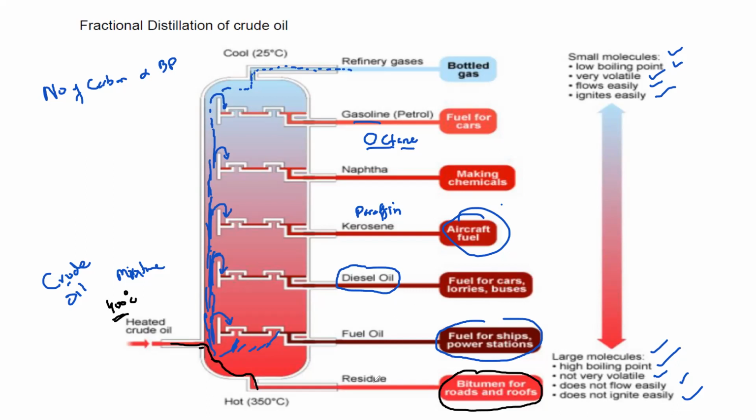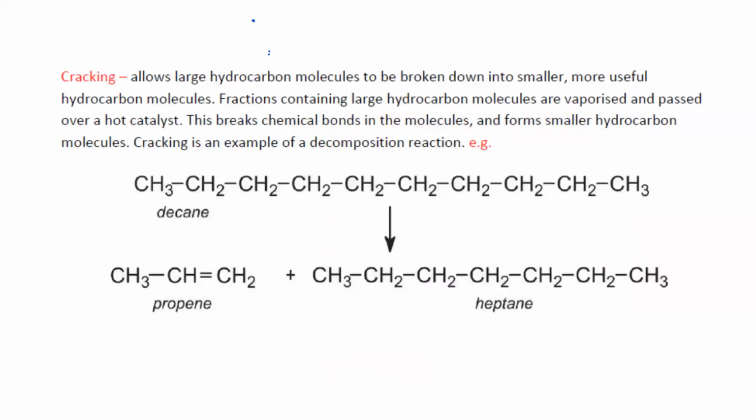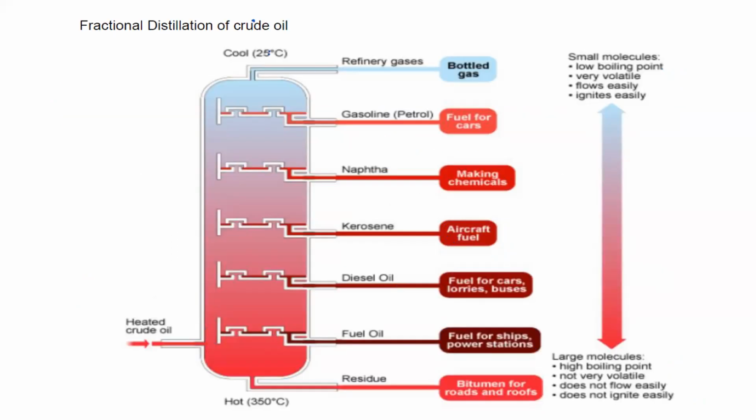Is it clear? The fractional distillation of crude oil and the names of the fractions which we obtain. You have to learn the name of the fraction, the order as well, along with their uses. Then, as I mentioned, the lower fractions are easier to burn as compared to the heavy fractions.